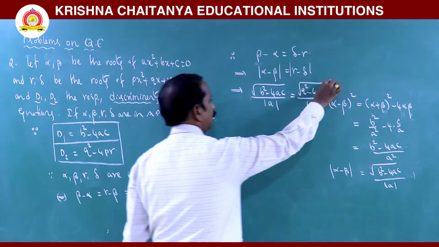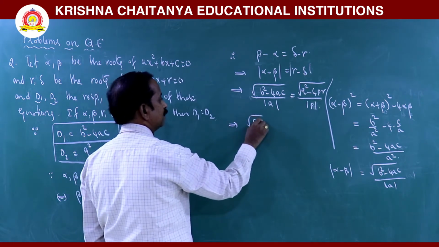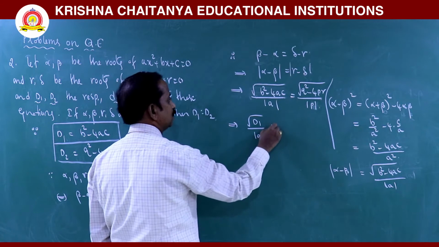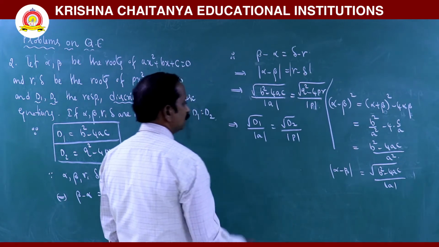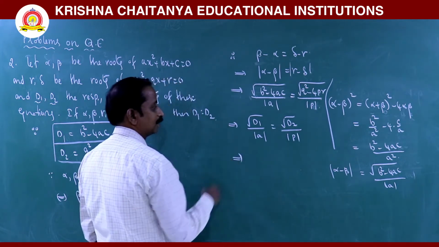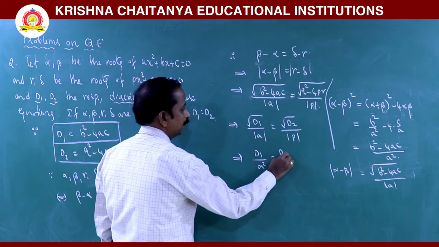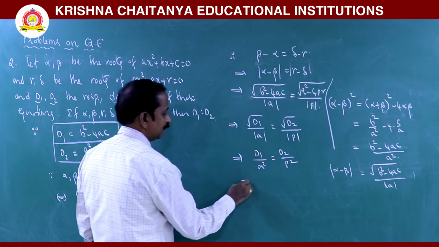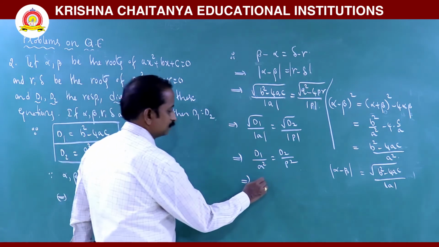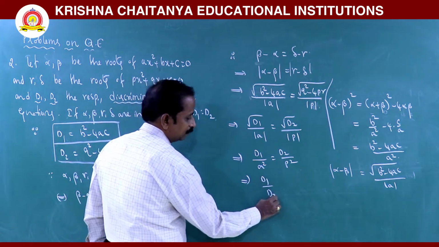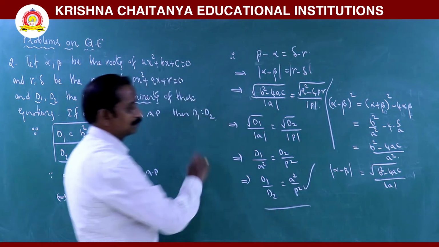So therefore I can write from this, root over capital D1 divided by modulus of a is equal to root over capital D2 divided by modulus of p. For cancelling the root, squaring on both sides, it becomes D1 by a square is equal to D2 by p square. What do we need in this problem? D1 is to D2, that means D1 by D2. So therefore D1 by D2 is equal to a square by p square. This is the solution of the problem.